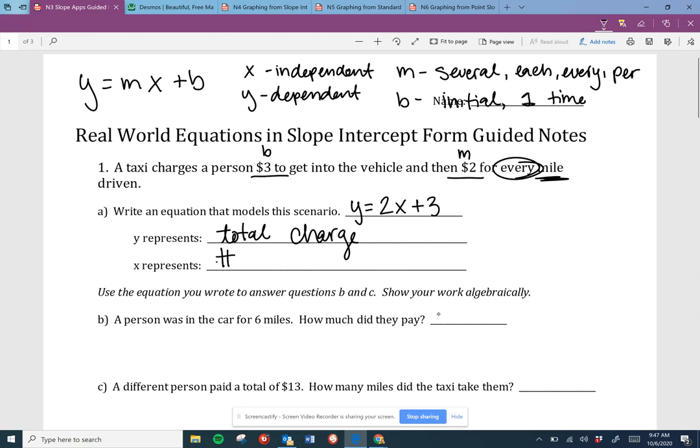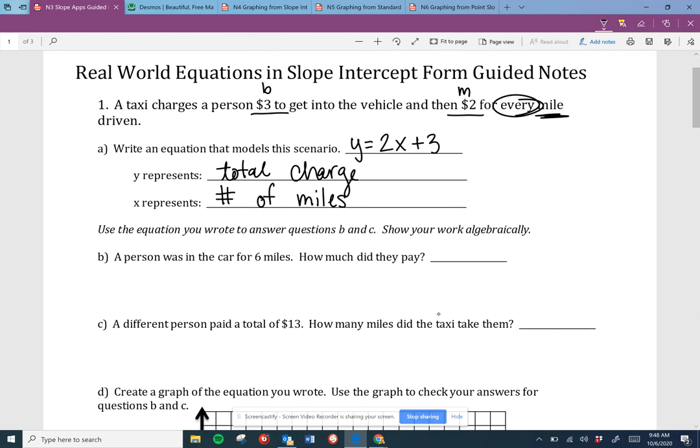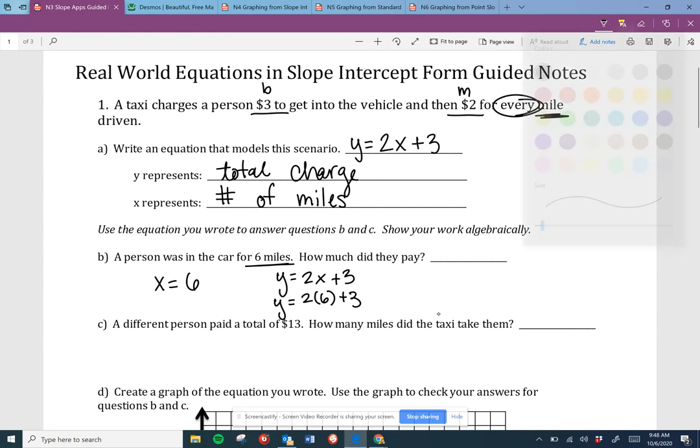The next question says, if they were in the car for 6 miles, how much would they have to pay? Since miles is an x value, they're asking what y is going to equal when x equals 6. So we take our equation, y equals 2x plus 3, and substitute that 6 in there: 2 times 6 plus 3. This is one where we can put everything after the equal sign into our calculator to get our answer.